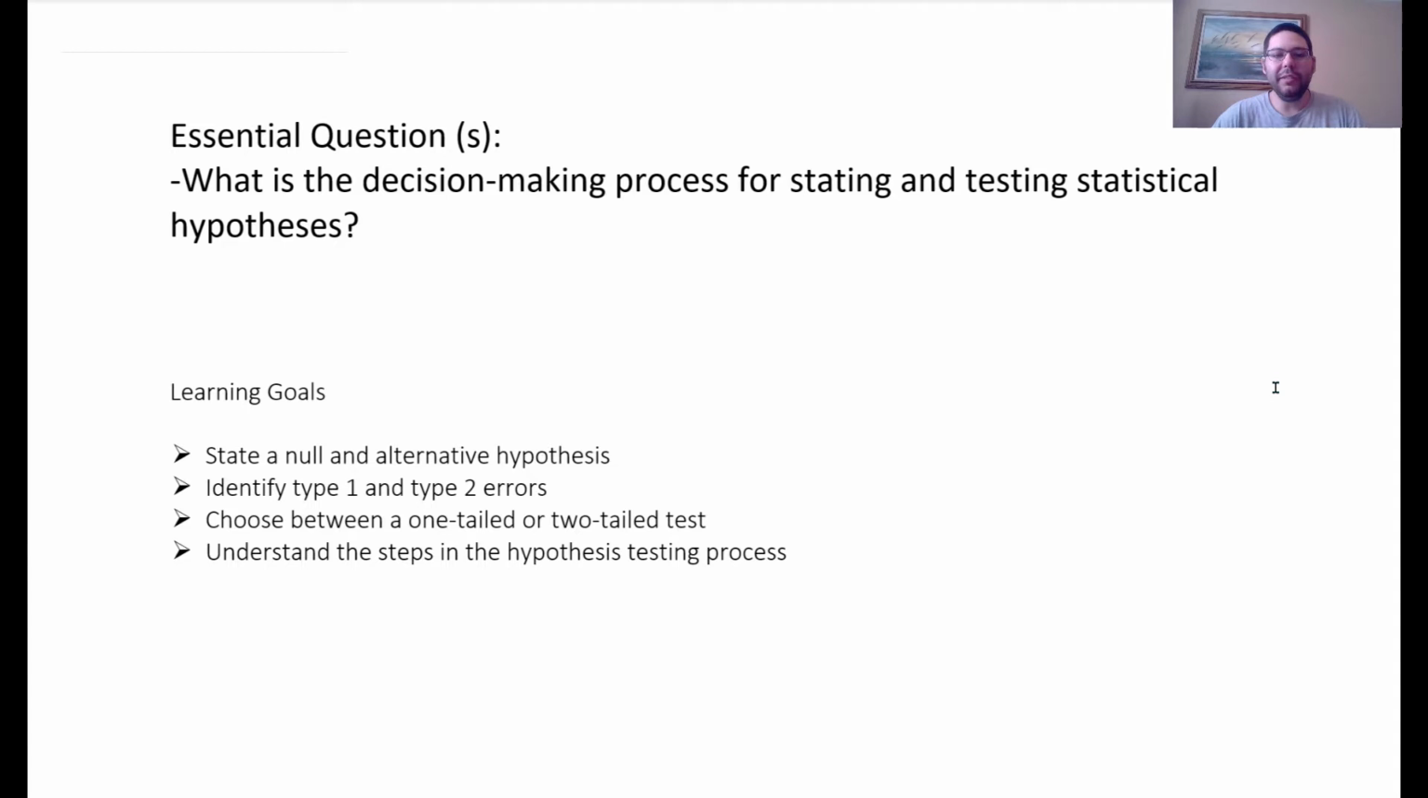So remember that we stated the goals in the previous lesson. So the goals are the same. But this time we want to focus on the last two parts. Choose between the one and two-tailed test, and then understand the steps and use the steps in the hypothesis testing process. So we're going to talk about more of those steps, which involves more things that you're going to have to be able to do for the hypothesis process, rather than just stating the hypotheses.